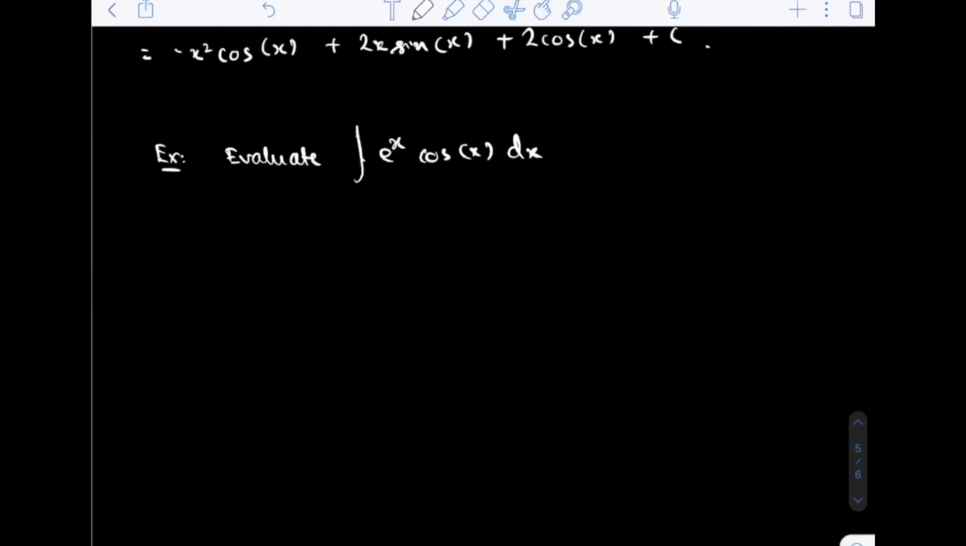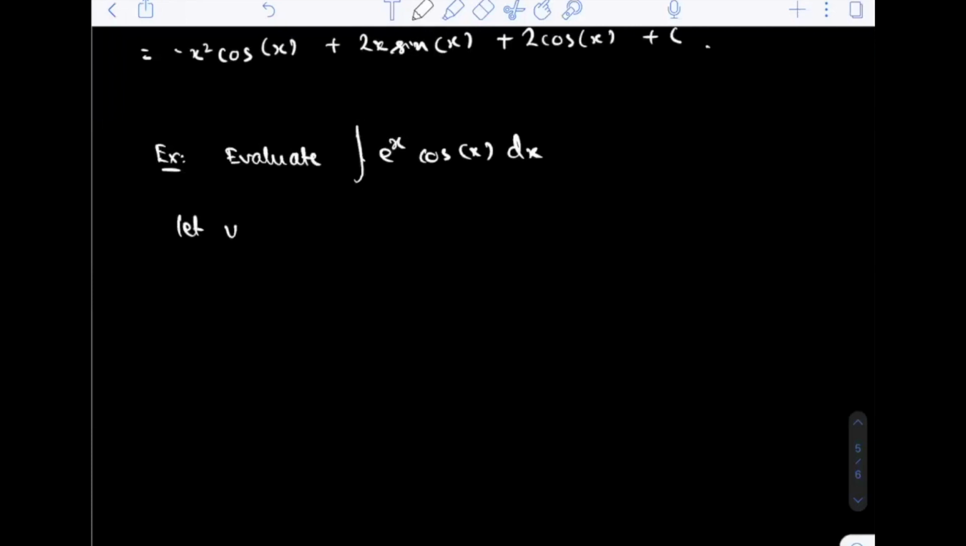You can let u equal to either one, right? This is the special case. You have to do integration by parts twice for this particular problem. If you let u equal to the exponential function, the second time you do integration by parts, you also have to let u equal to e to the x. So this is the special case of integration by parts.